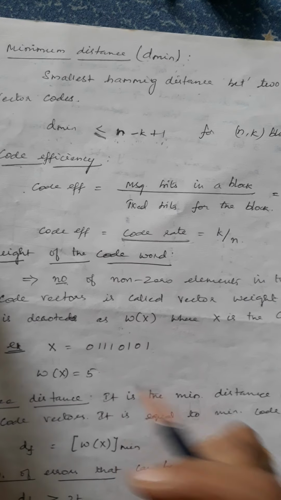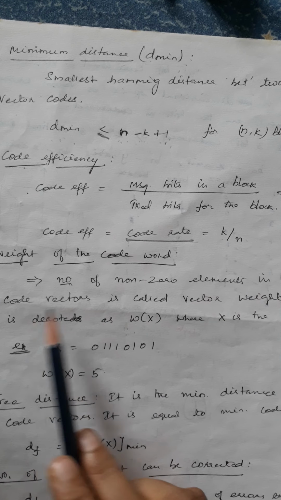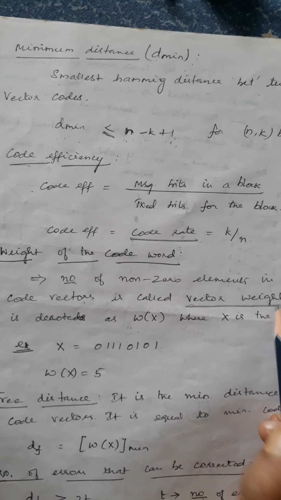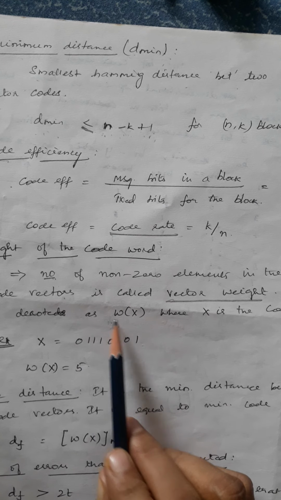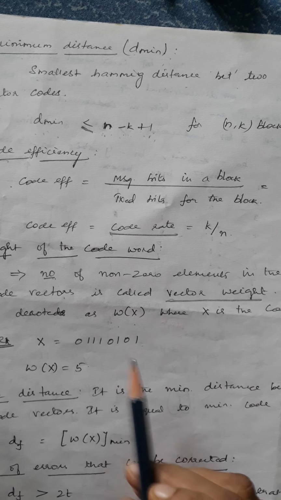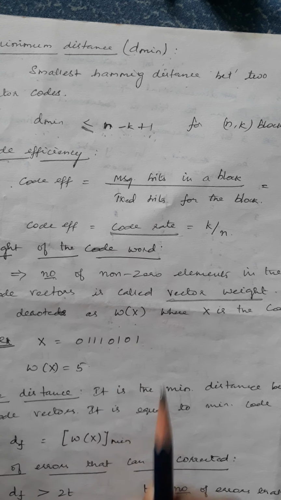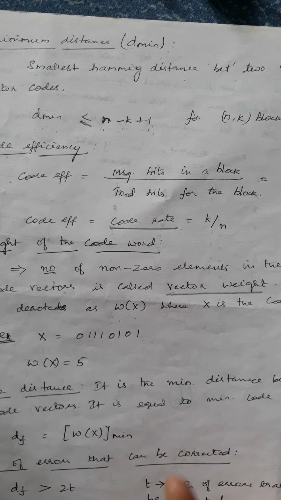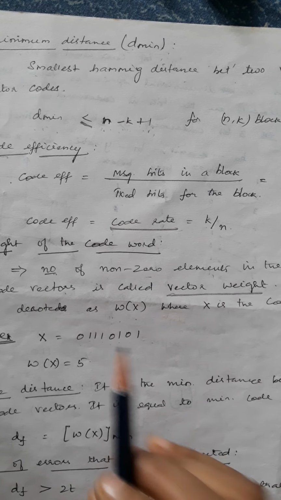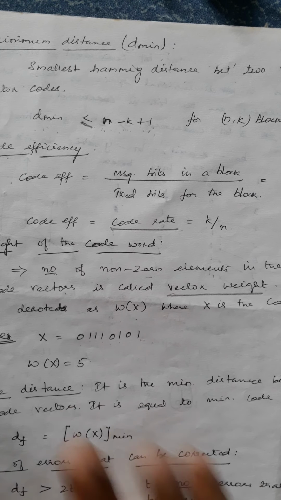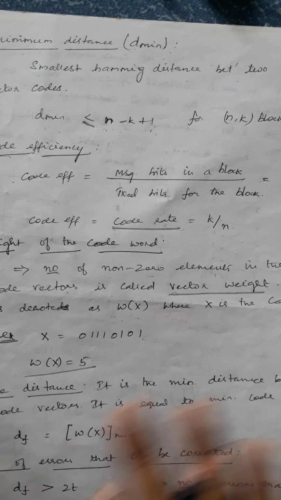Okay, next is the weight of the code word. The number of non-zero elements in the transmitted vector is called the vector weight or weight of the code word. It is denoted as W of x, where x is the code vector. Take an example: 0 1 1 0 1 1 0 1 0 1. Just count how many ones there are. Non-zero elements are nothing but the number of ones present in the code vector. So here there are 5 ones present. Therefore the weight of this given vector is 5.